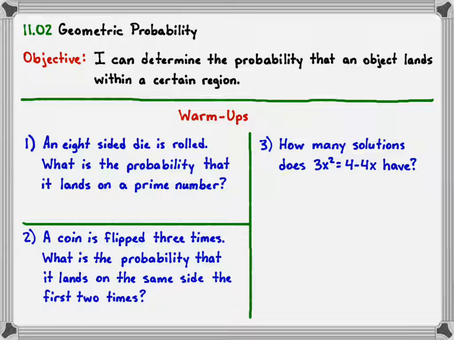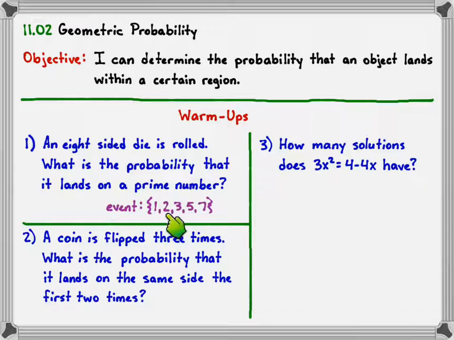For number one, it says an 8-sided die is rolled. So this is not a standard die, it's an 8-sided die. What is the probability that it lands on a prime number? Well, we've got to think through our prime numbers. A prime number is a number that is only divisible by 1 and itself. So if you think of all the prime numbers within the range of 1 to 8, you would say that 1 is in fact a prime number, as well as 2, 3, 5, and 7.